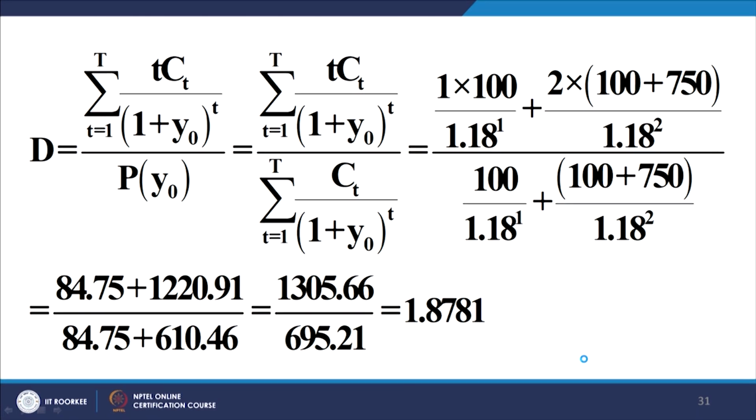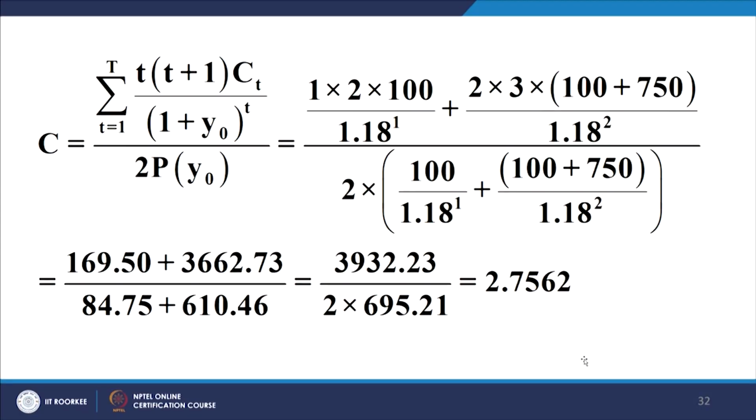So, when you simplify this expression, you get the duration as 1.8781 years. Please note the dimensions of duration are those of time. Because all the expressions are annualized, we get the duration in years.